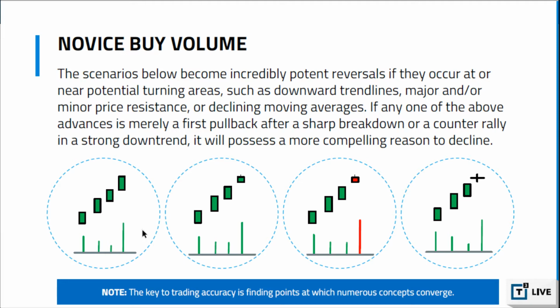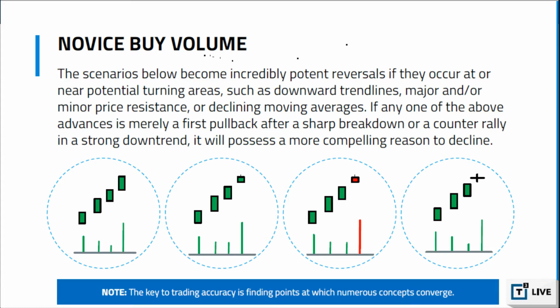The scenarios below become incredibly potent reversals if they occur at or near potential turning areas, such as downward trend lines, major or minor price resistance, or declining moving averages. If any of the above advances or the below advances is nearly a first pullback after a sharp breakdown or a counter rally in a strong downtrend, it will possess a more compelling reason to decline.